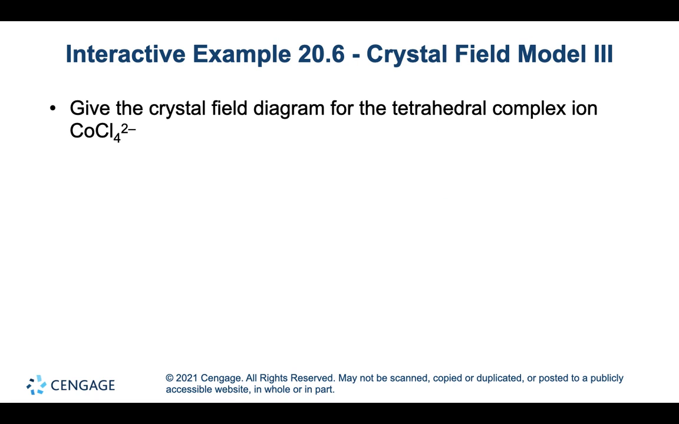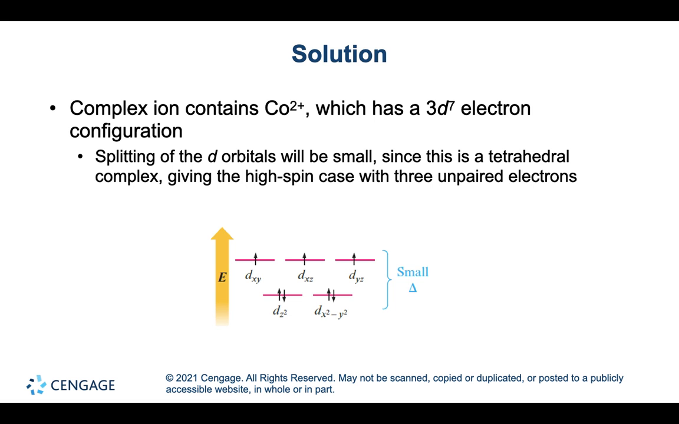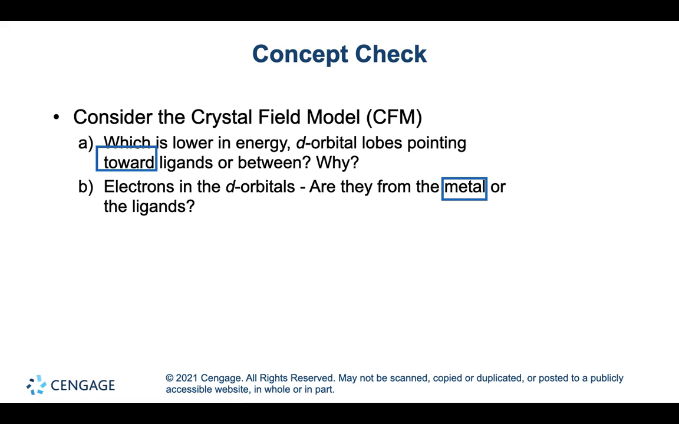So looking at the crystal field diagram for the cobalt tetrachloride tetrahedral complex ion, the cobalt will be 3d7, which means 7 d electrons, and you're going to fill up the two lower ones and put one in each of the three upper ones. So you actually are going to have some paramagnetism with it in that case.